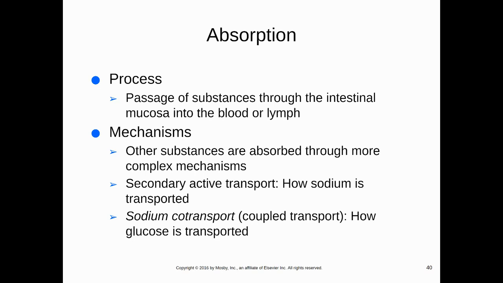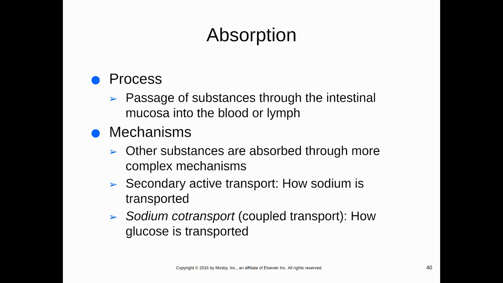Okay, the last thing we're going to talk about is absorption. So this is essentially where we go from intestinal mucosa to the blood, or lymph. Because how do we get places in our body? Either through our blood vessels or through our lymphatic system. So the idea here is that we're going to have some very complex mechanisms that go through this.